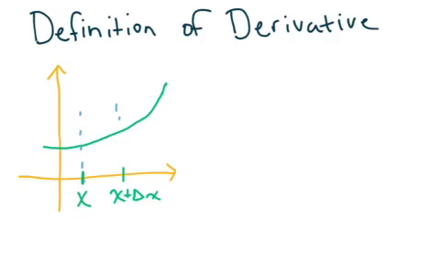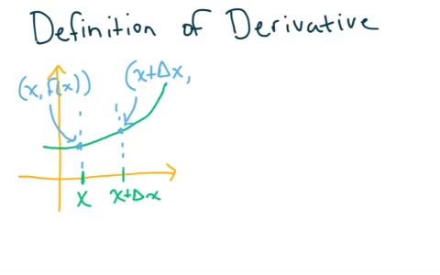if we look at our function, we can imagine 2 points. The first point, right here, would be x comma f of x. And the next point would be x plus delta x, comma f of x plus delta x. And we can imagine the secant line that connects those 2 points. Remember, that's called the secant.